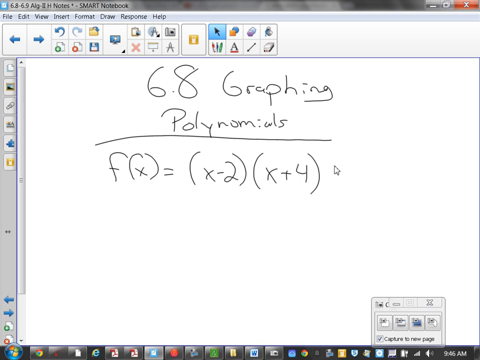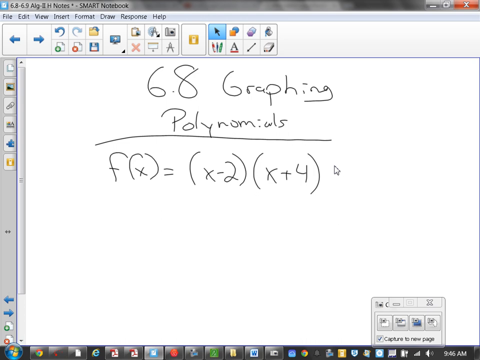Now, when I'm looking at this function, I have f of x is (x minus 2)(x plus 4). What's the degree of this function going to be? It's 2. It's a second degree polynomial. Is the leading term going to be positive or negative? So what are your tails going to do? They're going to go up. Tails are going to be up on this one.